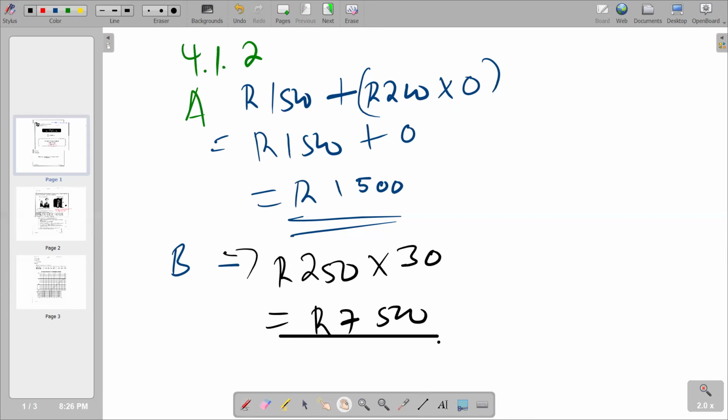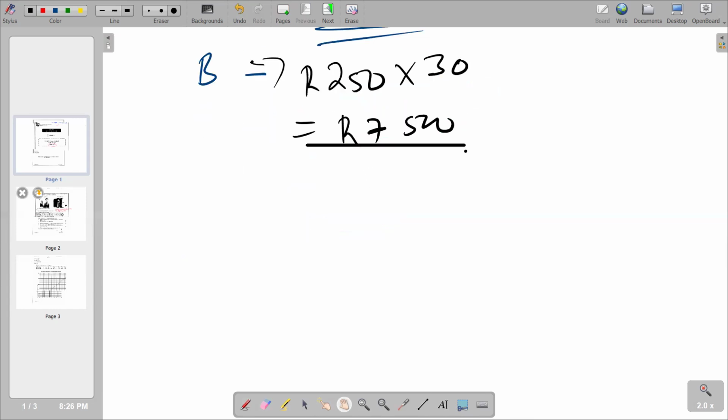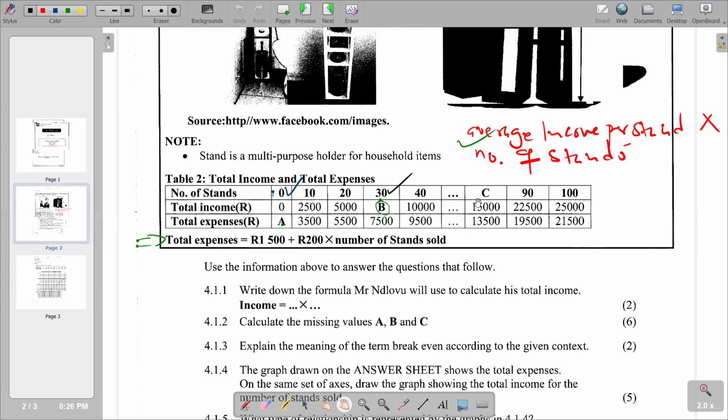So this is what we have. Then we can move on to the next part, whereby we are now going to calculate C. So C becomes the number of cents. We want to find the number of cents. So we are just employing the same formula, which is average income per state times number of cents.